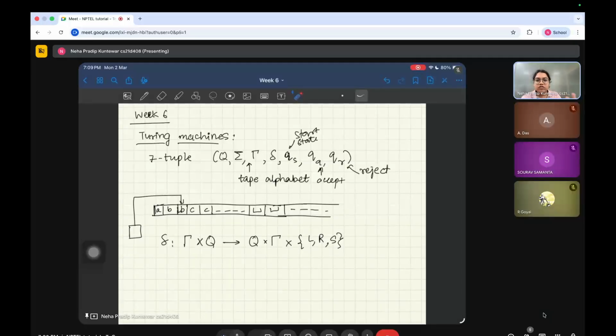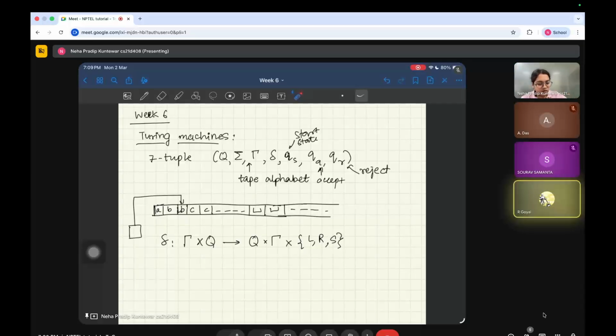Is the model clear? Can there be multiple accepting states and multiple states for rejection? Yeah, you can do that, but eventually it will be equivalent. You can come up with an equivalent Turing machine where there is only one accept state.